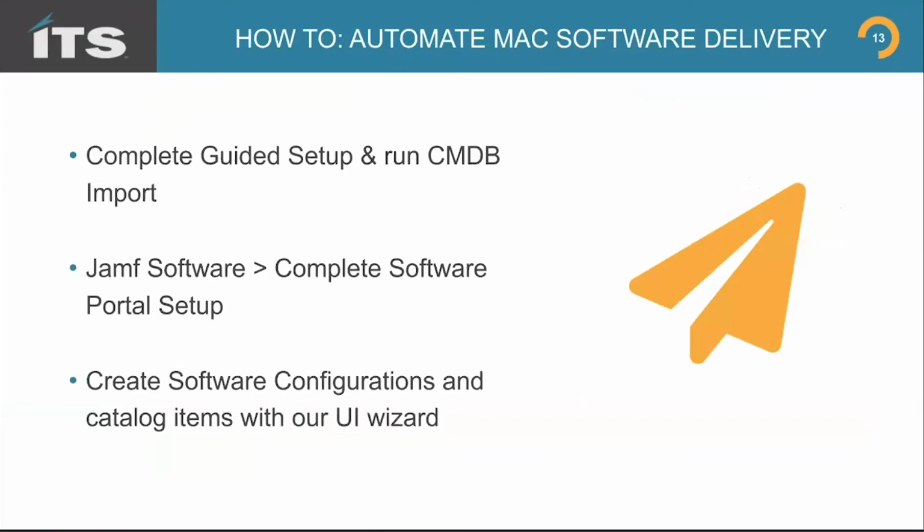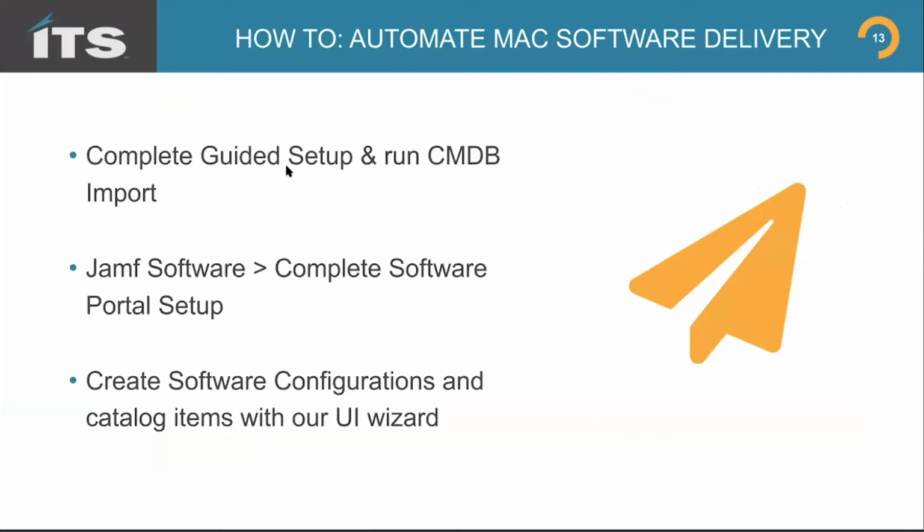Let's take a look at how to automate Mac software delivery. In order to do this, we need to have basically completed the previous how-to. We need to have completed the guided setup and run that CMDB import at least once. We want to make sure that the software titles made it through, specifically because the discovery models are going to be very important to the setup of the software configurations, as we'll see.